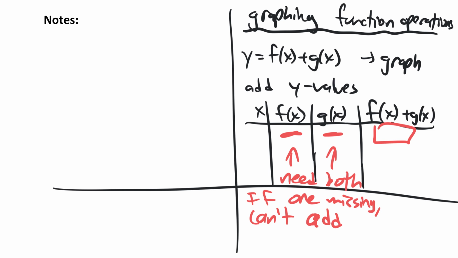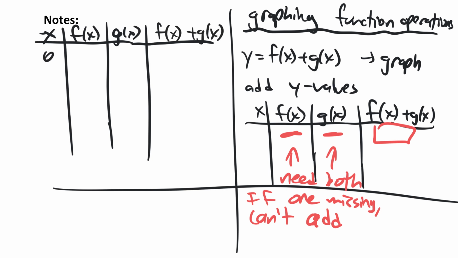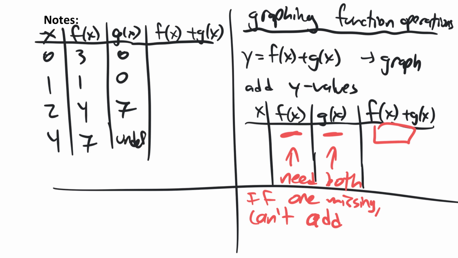So let's go ahead and try an example here. And just for fun, let's do f(x) plus g(x). Let's keep it the same. So we're going to do x equals 0, 1, 2, and 4. f(x) will be equal to 3, 1, 4, 7. g of x will be equal to 0, 0, and 7. And then there'll be nothing. This will be undefined. So when we add them here, go ahead and pause the video and give that a try. All right, so this will be 3, 1, 11, and undefined.